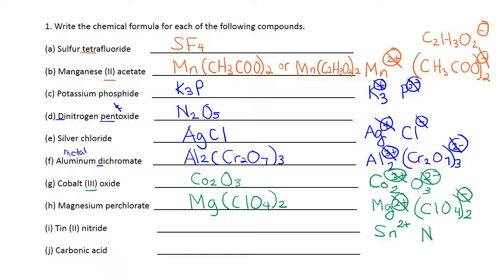Tin 2 nitride. Okay, so another transition metal tells me the charge is +2. Nitride comes from nitrogen, and it's group 15. Charge is -3. So it doesn't balance out, so I need 3 of the tin and 2 of the nitrogen to make it +6 and -6. The formula becomes Sn3N2.